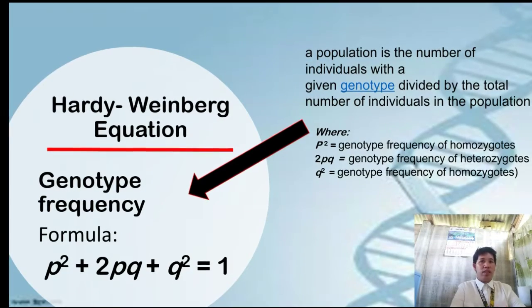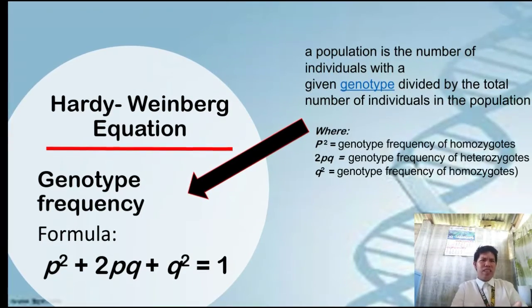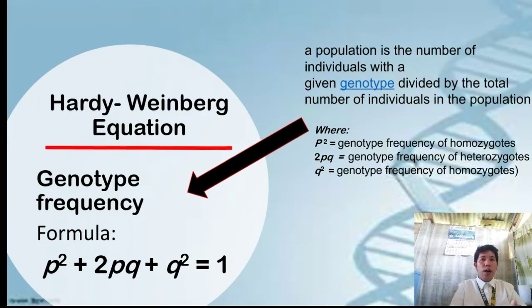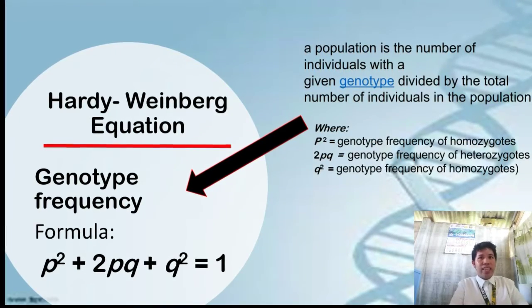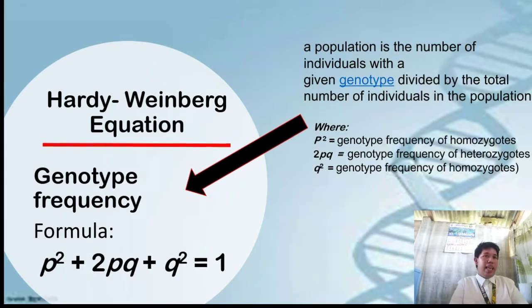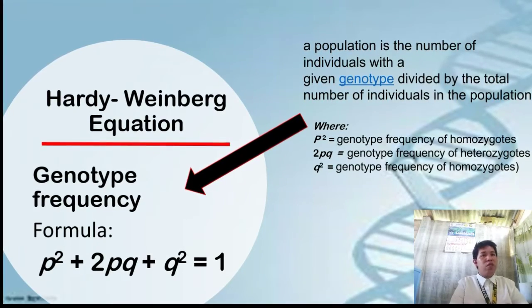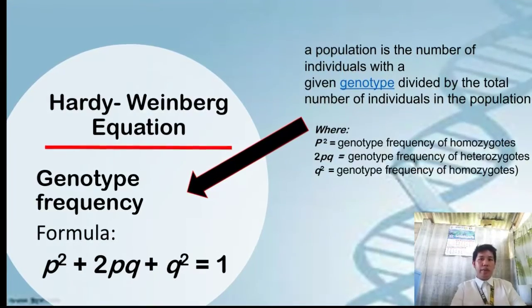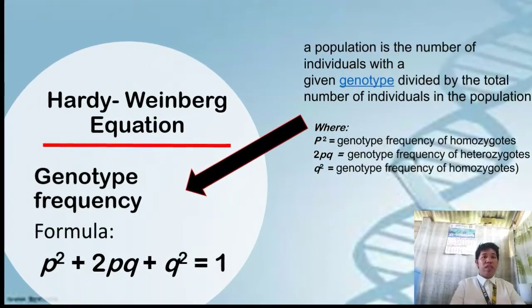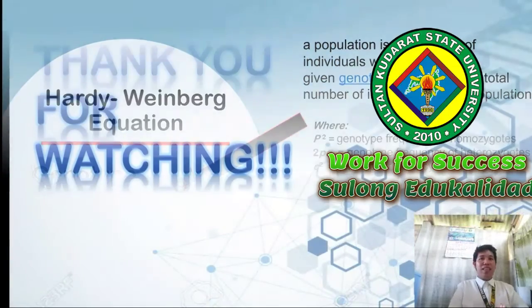Just like with the previous equation, I like to write what each symbol stands for. So, p² is the homozygous dominant frequency, 2pq is the heterozygous frequency, and q² is the homozygous recessive frequency. The only thing is that when calculating Hardy-Weinberg equilibrium problems, you don't always have the p and q values.